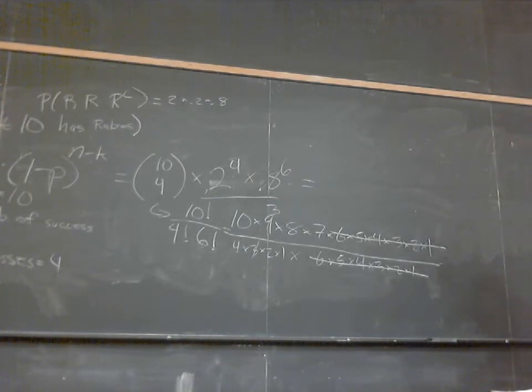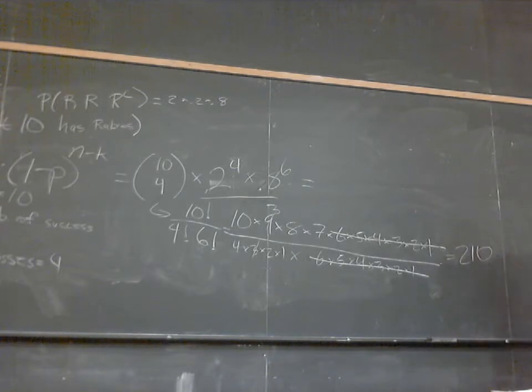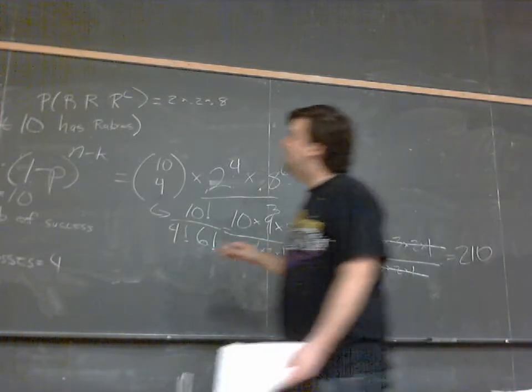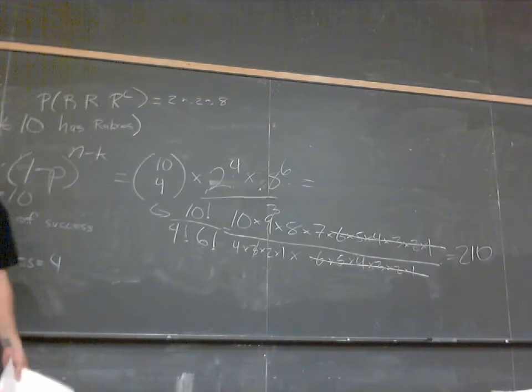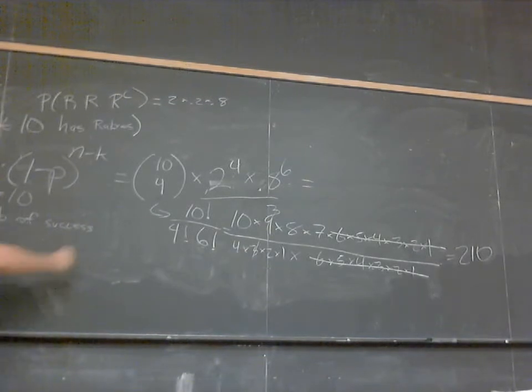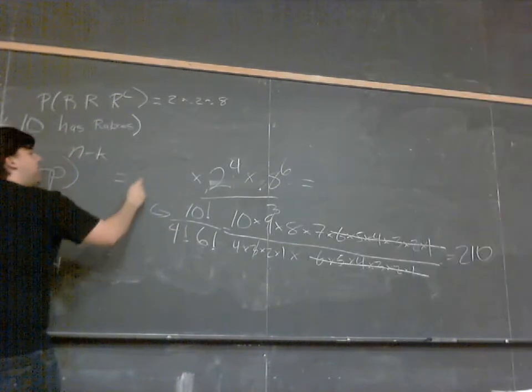So what that comes out to is 210 once I put it in the calculator. That means there are 210 different sequences where I have 4 rabid dogs and 6 non-rabid dogs. Once I know what that equals, I can just erase it and plug in the actual number.